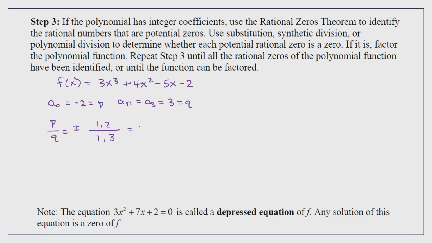Okay? So to list out all of my ratios, I'll have 1 divided by 1, which is 1. 1 divided by 3, which is 1/3. 2 divided by 1, which is 2. And 2 divided by 3, which is 2/3. Okay? So now we need to test these zeros. We need to see if one of them is actually a zero.